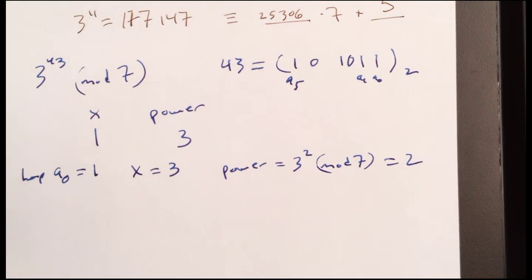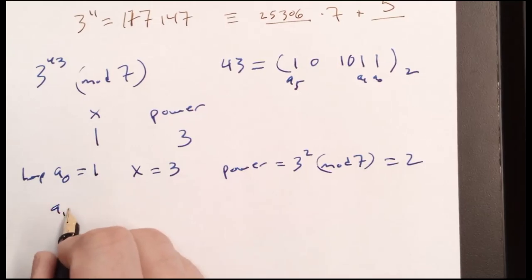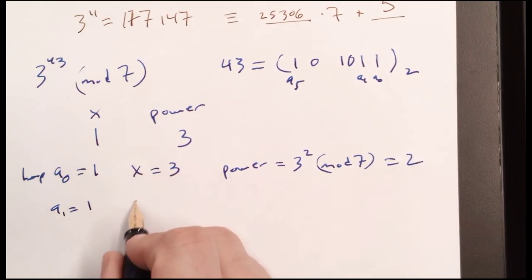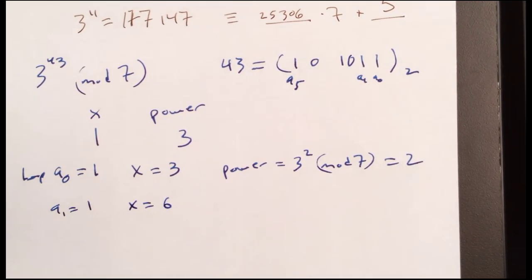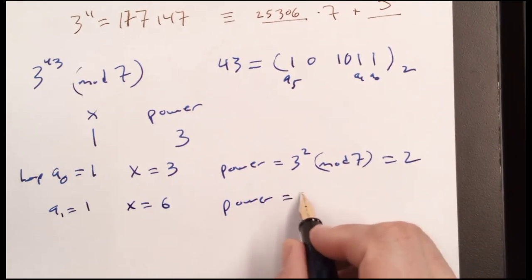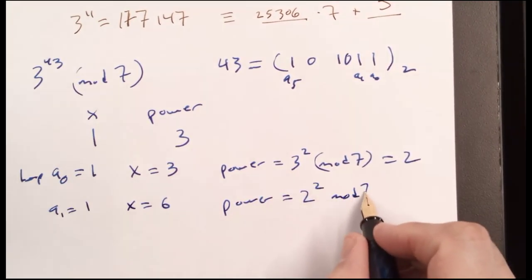Have I reached the last number yet? Going right to left here? Nope. Loop again. A1 is a 1, yes? Perfect. Multiply this by that. And then square power.